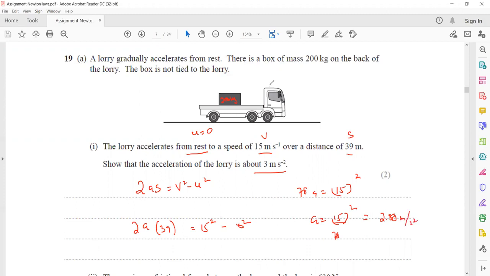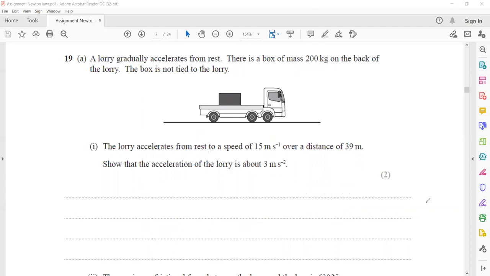If the truck's acceleration is 2.88, as the box is also on the truck, the box will also have the same acceleration, which is 2.88 meters per second squared. Like for example, if you are inside a bus and the bus is accelerating, it means your acceleration is the same as the acceleration of the bus. The next part is related to that acceleration, we have to use that to work out the frictional force.